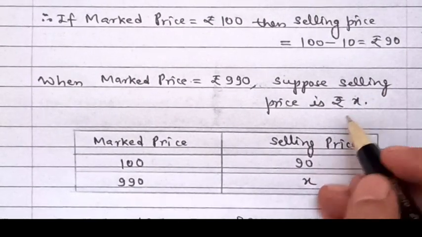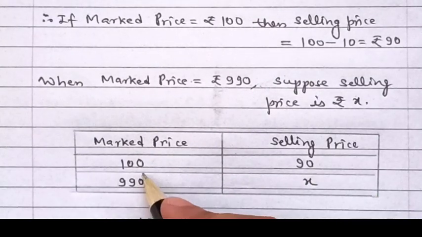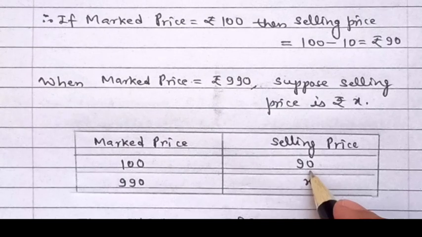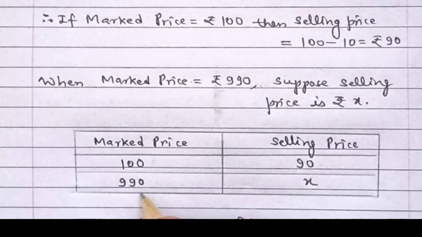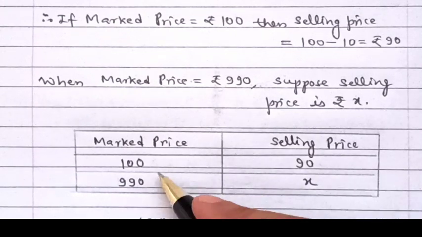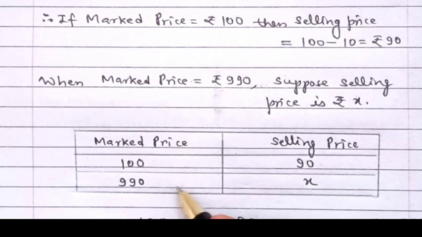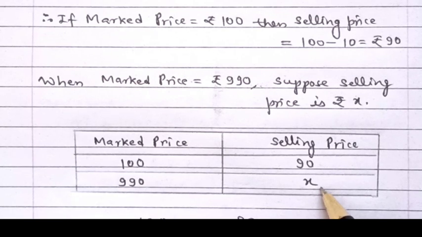Now make the table: mark price, selling price. When mark price is 100, selling price is rupees 90. When mark price is rupees 990, then selling price is rupees X. This is the example of direct variation. So you can just write the ratio. Ratios are equal. So 100 upon 990 is equal to 90 upon X.